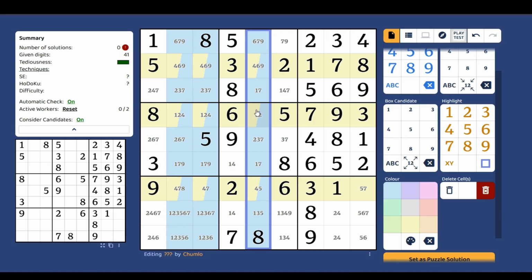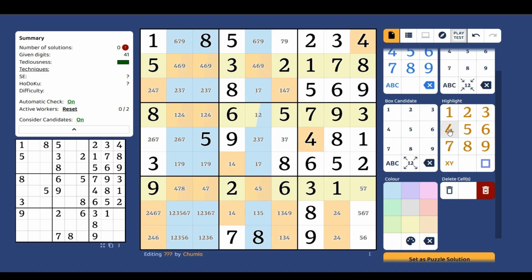Now, the cool thing about swordfish is that the candidates don't have to be in all 3 of those locations. For example, let's say we didn't have a 4 as a candidate here, here, and here. You'll notice that still the candidates across these 3 rows are within the same 3 columns, even though the exact combination of those columns is different for each row. Our rules still apply, and we could still make those eliminations because at the end of the day, these 4s are fighting for the exact same 3 spots on the column, which means nothing else can occupy those spots on the column. So that is a swordfish.